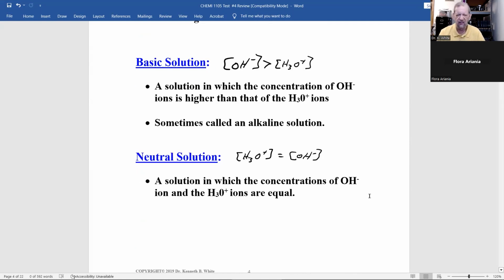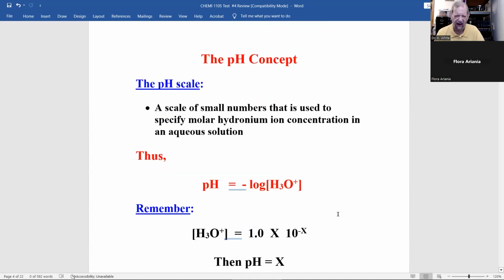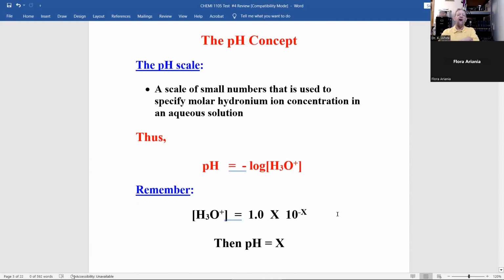Now, if you were looking at numbers like 1.0 times 10 to the minus 11th and 1.0 times 10 to the minus 10th, which is larger, which is smaller, that's not easy. So someone came up with the pH concept. It's a small scale of numbers that's used to specify molar hydronium ion concentration in an aqueous solution. And it's defined: pH equals minus the log of the hydronium ion concentration.